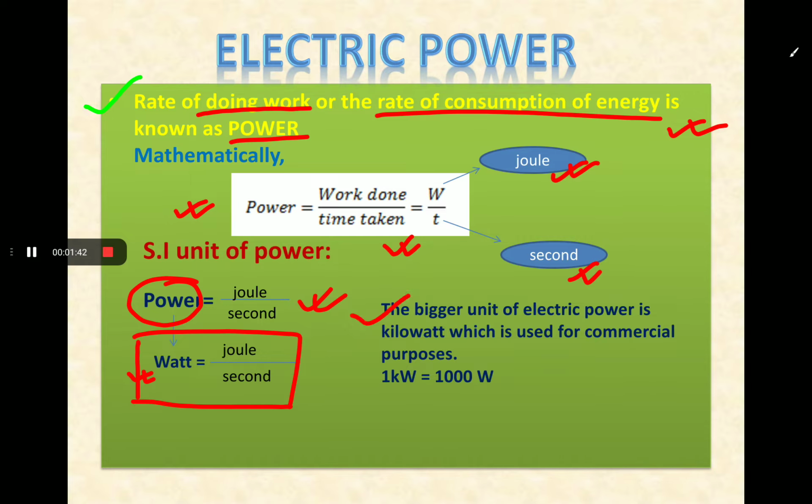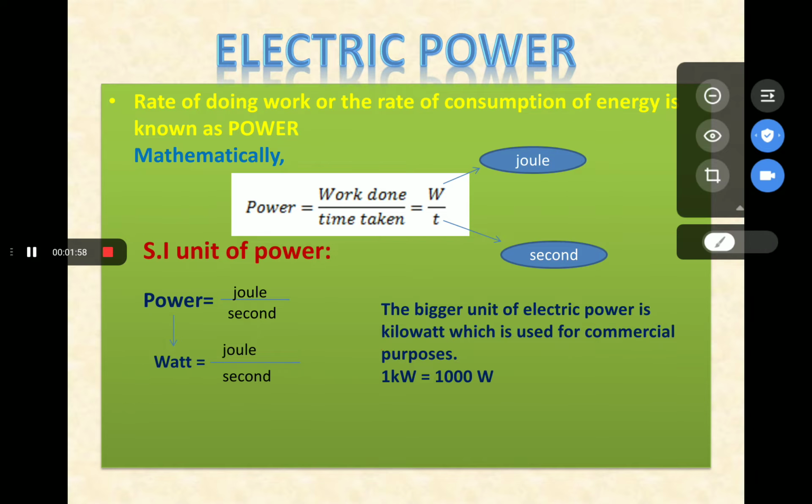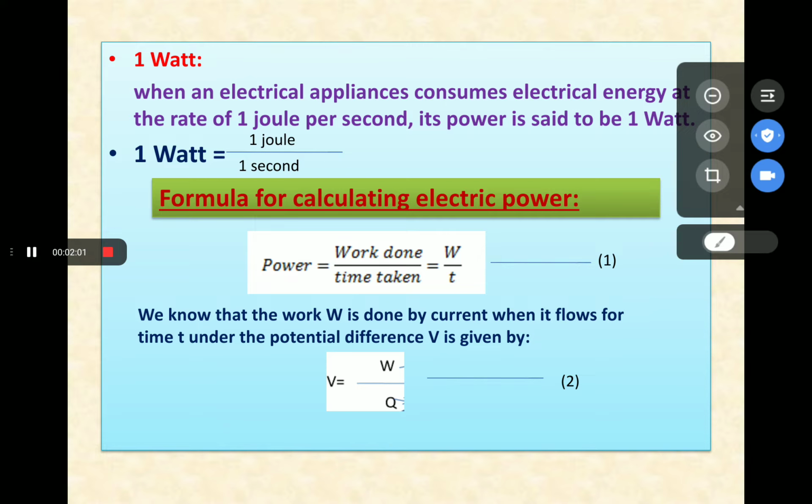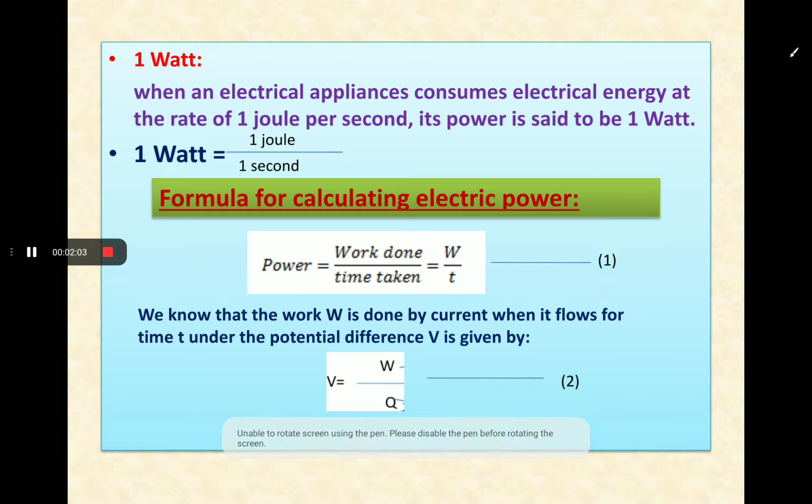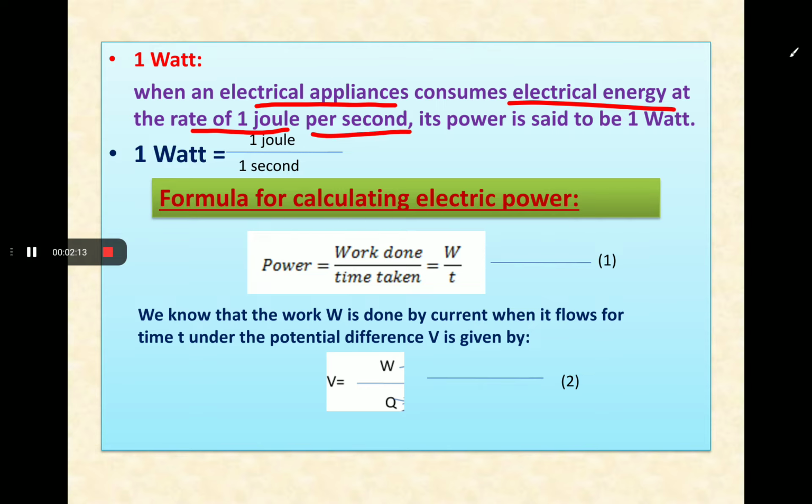Now, the bigger unit of electric power is kilowatt, which is used for commercial purposes. And this is the conversion: 1 kilowatt is equal to 1000 watt. It is very useful while we solve numericals. Now, in the next slide, we have to define what is 1 watt. When an electrical appliance consumes electrical energy at a rate of 1 joule per second, then the power is said to be 1 watt.